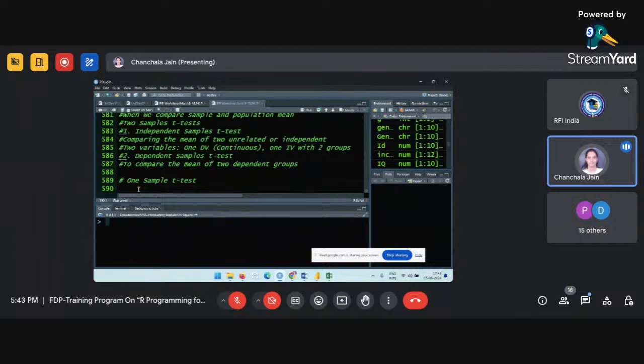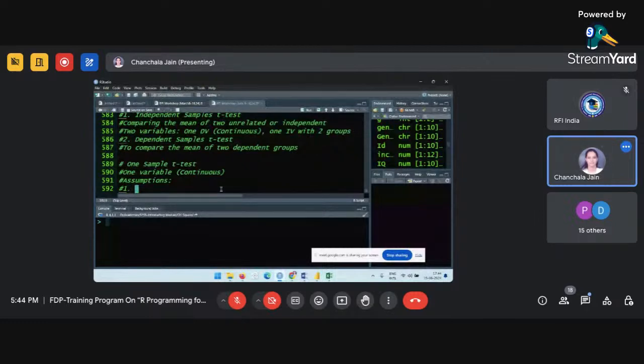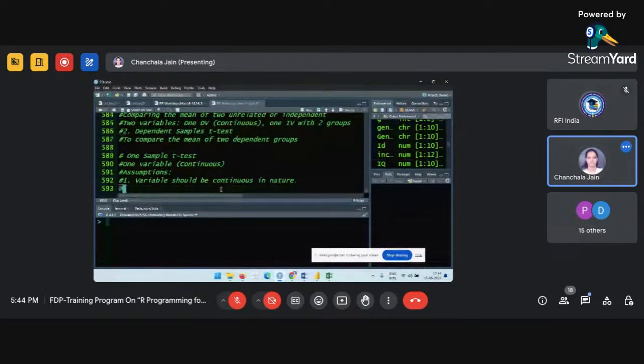Firstly, I need to tell you the variable. One variable is required, and it should be continuous. We need a continuous variable to perform the one sample t-test. Now, if I talk about assumptions, the first assumption says the variable should be continuous in nature. One variable, and it should be continuous in nature.